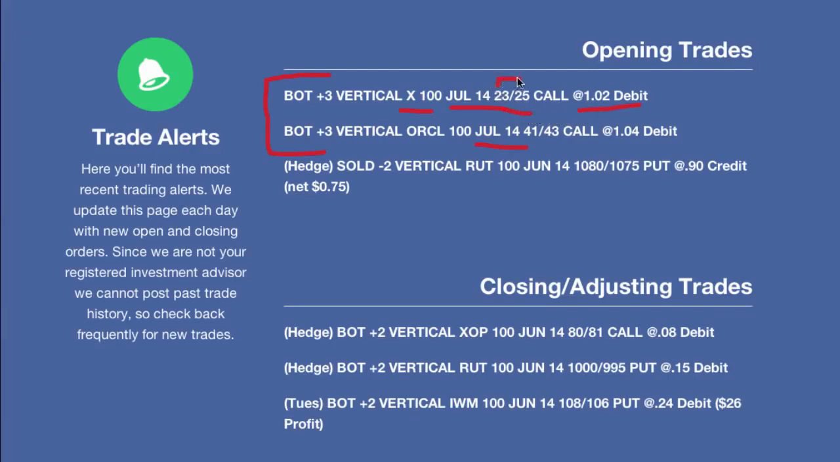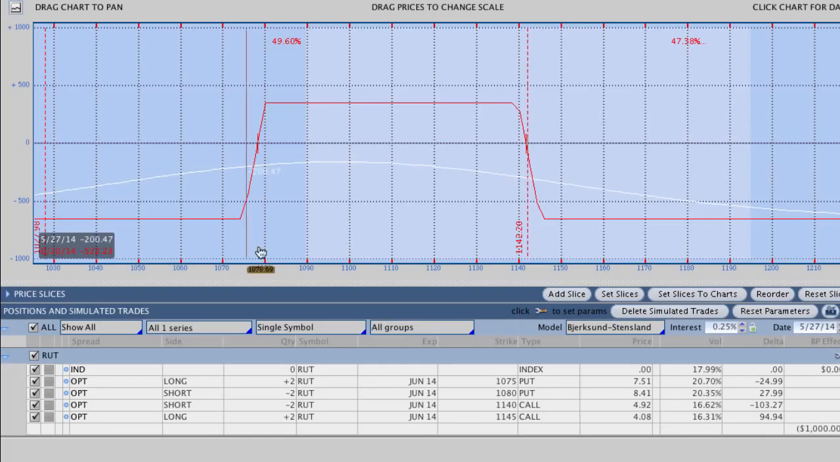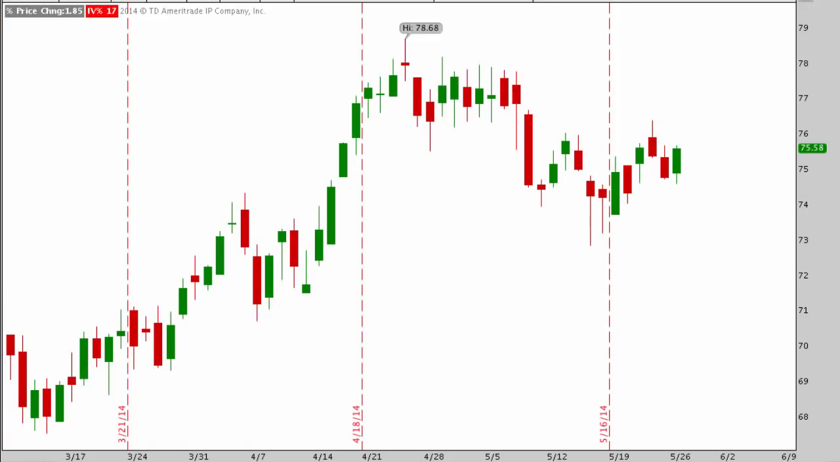Now, the width of the strikes is $2, and so we like to pay about half of that width, or about $1. And you can see we paid just over that a little bit, and it was just the pricing that we got in the market, so it was actually fairly decent pricing. But we want to see a good move up in X between now and expiration.